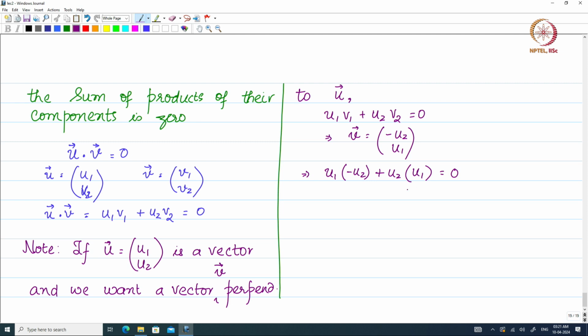So, you get the idea of perpendicular vectors, and the dot product returns a number like what you see here. So, the dot product is also called your scalar product. The dot product returns a number.